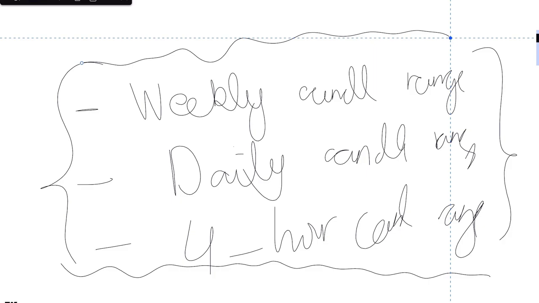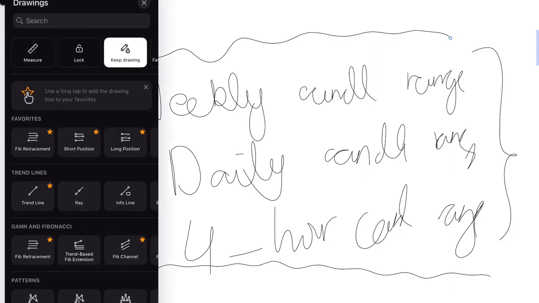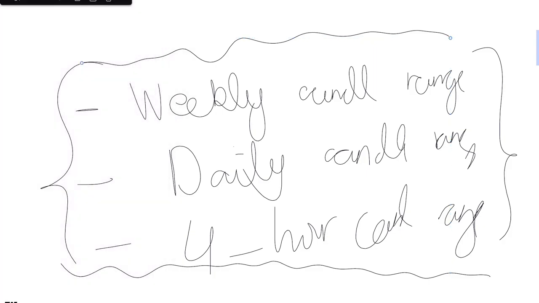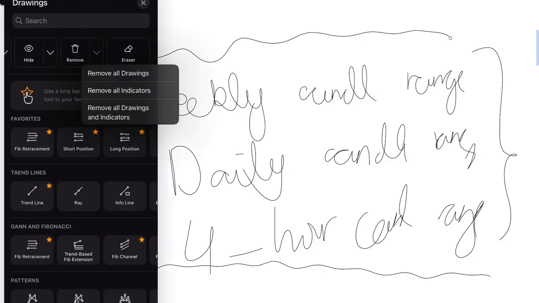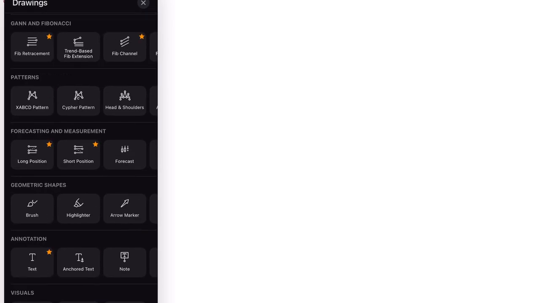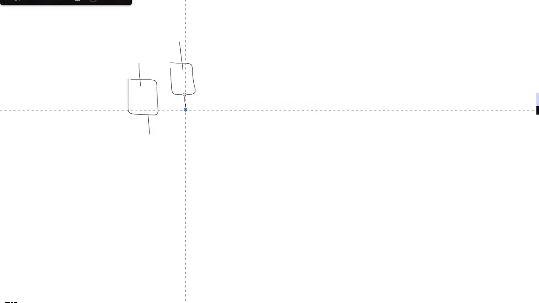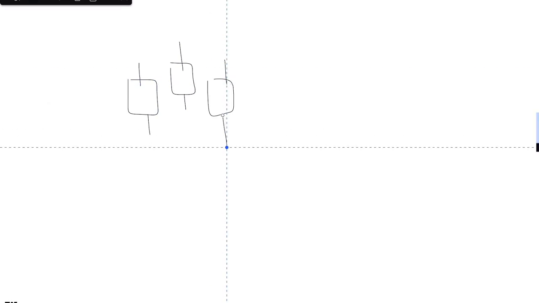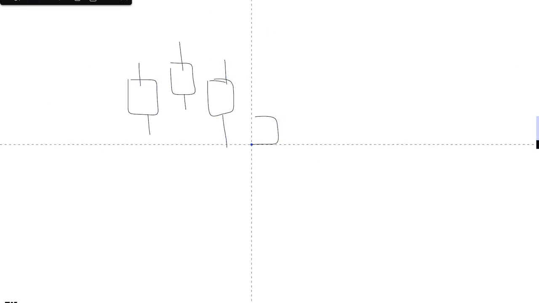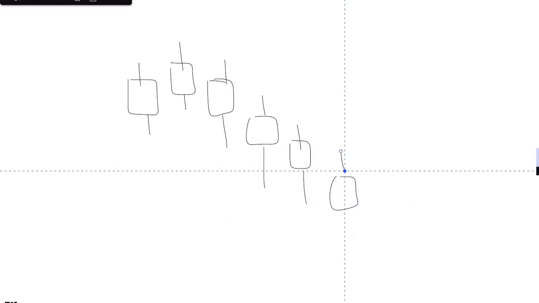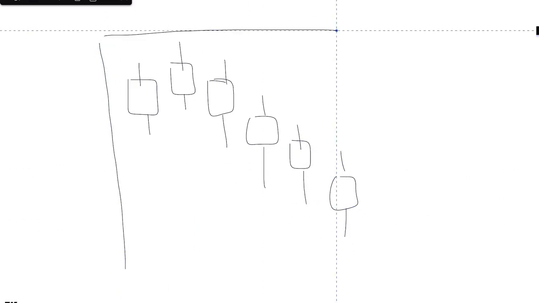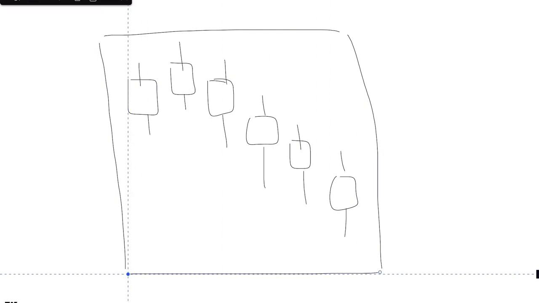CRT in time can either be day 1, day 2, day 3, or week 1, week 2, week 3, or the daily division in hours, 4-hour candle 1, 4-hour candle 2, and 4-hour candle 3, right?